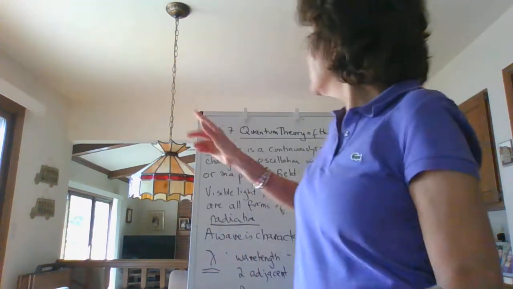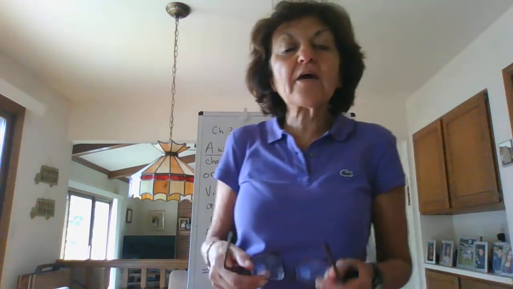Okay, so now we're starting chapter 7, which is quantum theory of the atom. The first part of this chapter deals with 4 main equations, and we're going to learn how to solve those 4 equations. If you know how to manipulate an equation properly and solve for the unknown, do the algebra correctly, pay attention to units, you'll be fine.